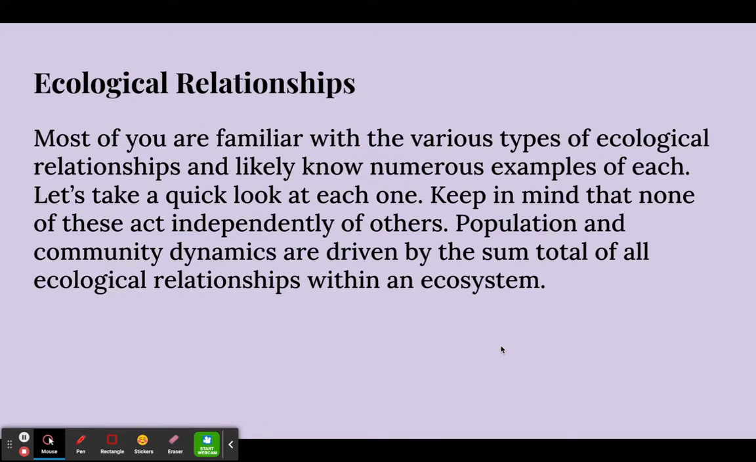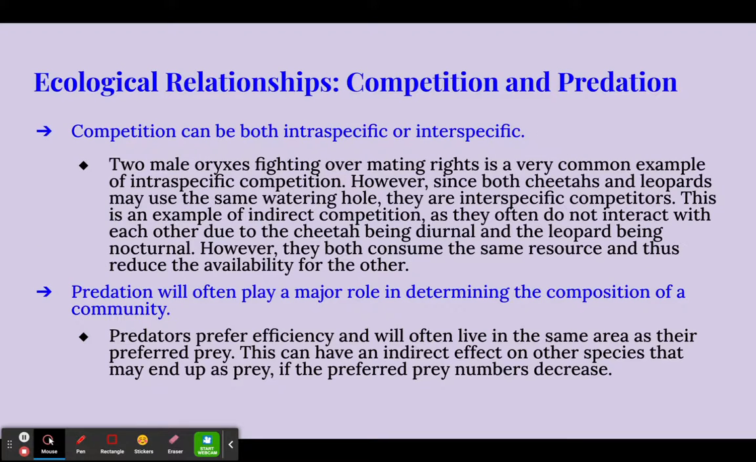Okay, so that video does a really great job of looking at ecological relationships. So now that we kind of have those numerous examples, we're going to take a little closer look. So we talked about intra and interspecific. So ecological relationships, one of them is competition and predation.